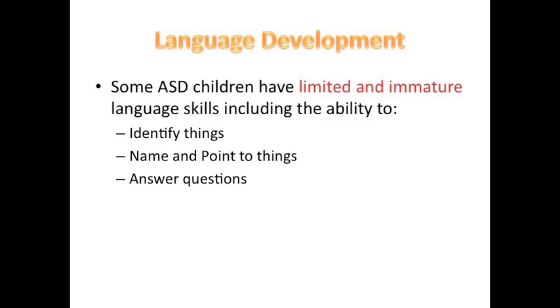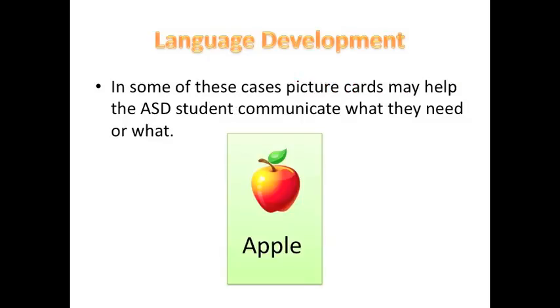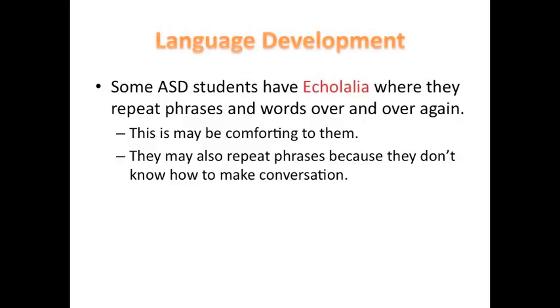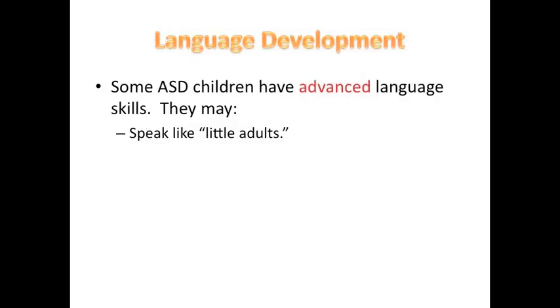Some ASD children have limited and immature language skills. They have trouble identifying things, naming and pointing to things, answering questions. In these cases, picture cards may help the ASD student communicate what they need, like shown here, the picture of the apple. Some ASD students have echolalia, where they repeat phrases and words over and over again. They may do this to comfort themselves, and they might also do this because they don't know how to make conversation.